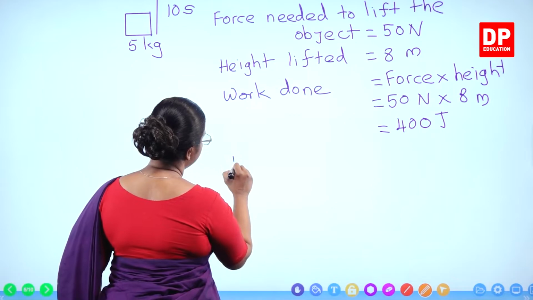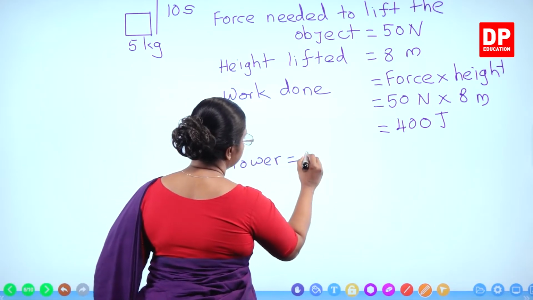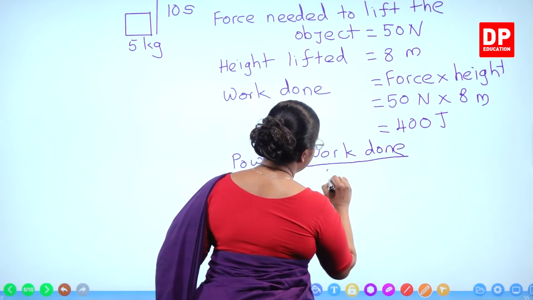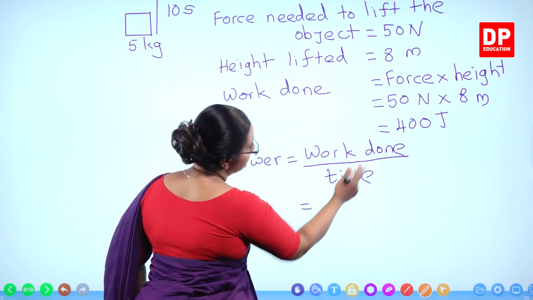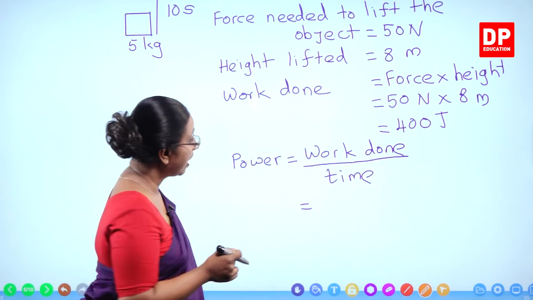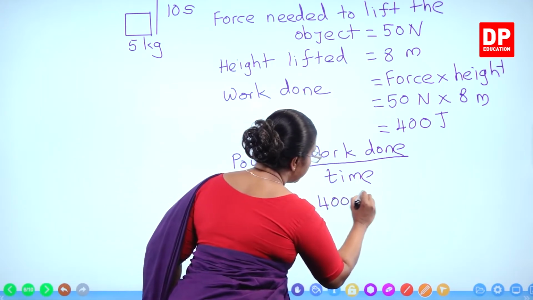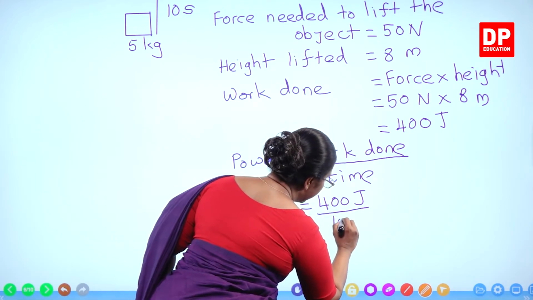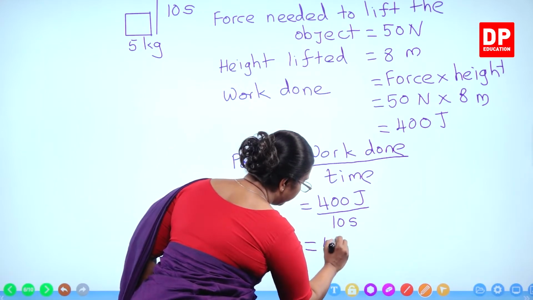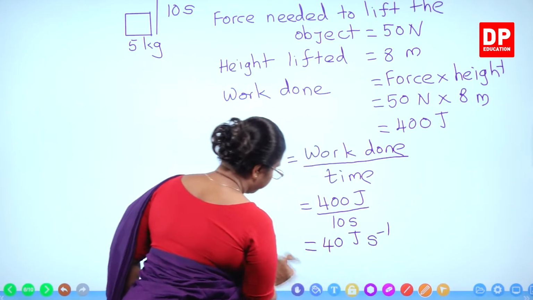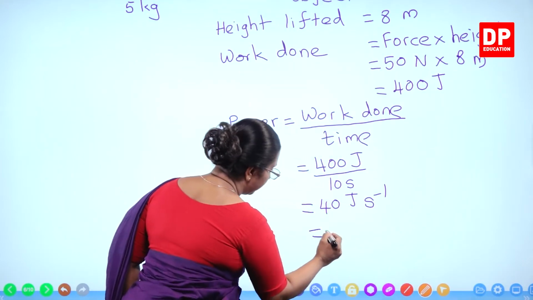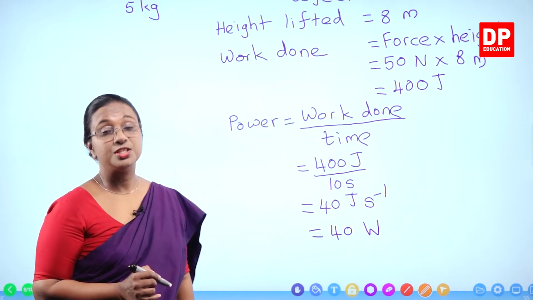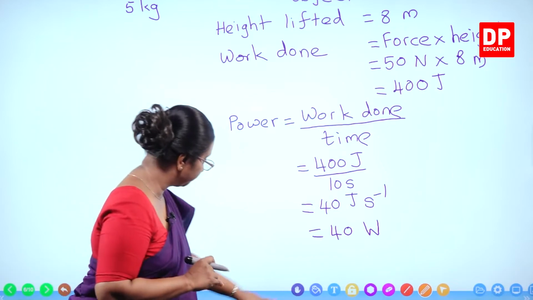So here, if we say power equals work done divided by time. We have calculated the work done: 400 joules. What was the time taken? It is 10 seconds. So divided by 10 seconds, that's going to be 40 joules per second. And if you write the answer, it will be 40 watts. That is the power with which the work is done. Is that clear to you all?